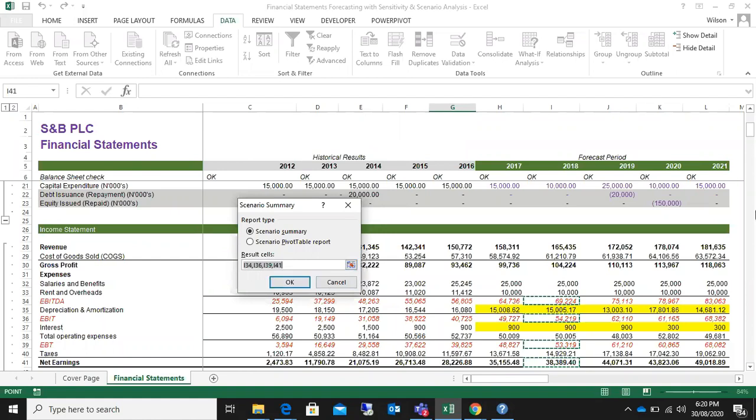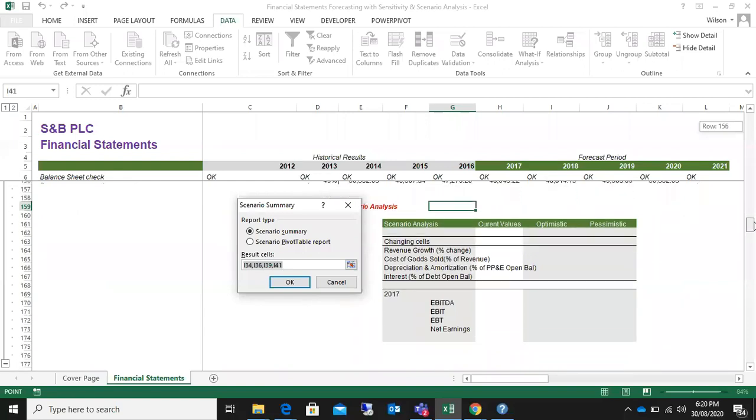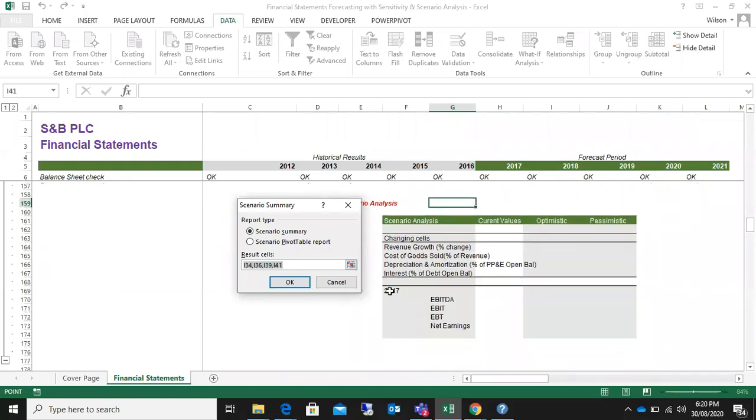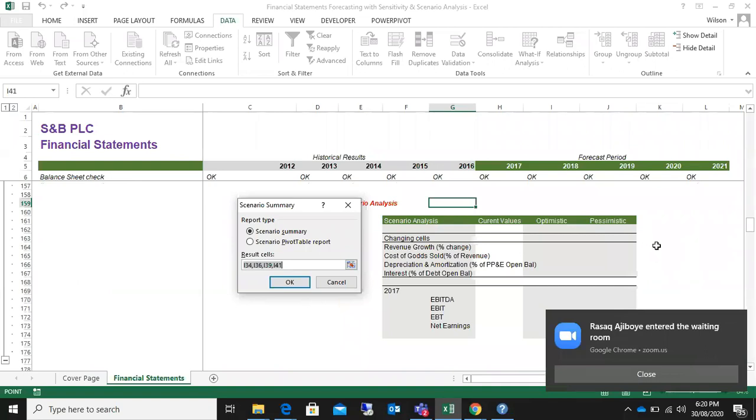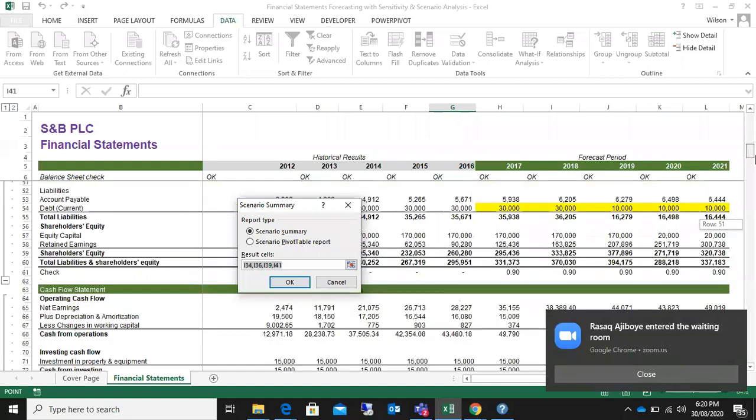What we'll do is to select it, because if you take a look at the scenario outcome, it will look at EBITDA, EBIT, EBT, and net earnings, meaning for both optimistic and pessimistic cases. So this is EBITDA, EBIT, EBT, and net earnings, right? We have already picked it, so we don't need to start doing it. I just want to show you what has been automatically picked, but it's not going to come automatically.